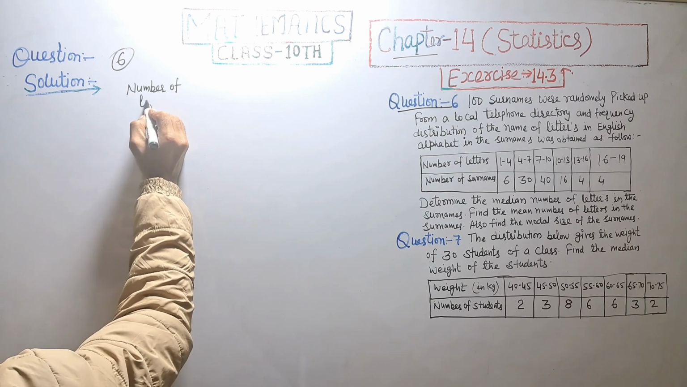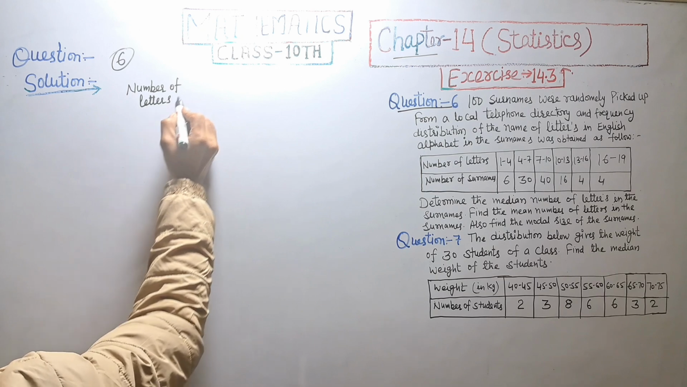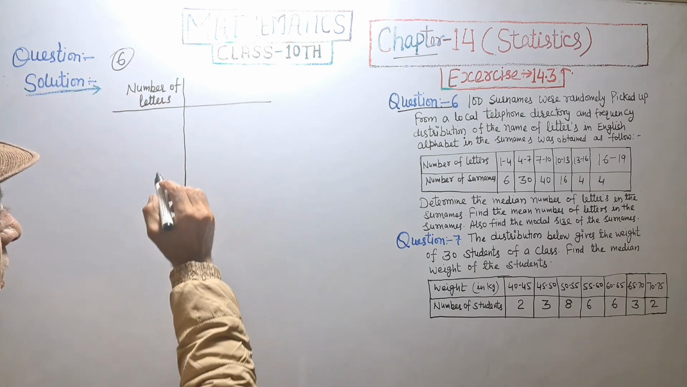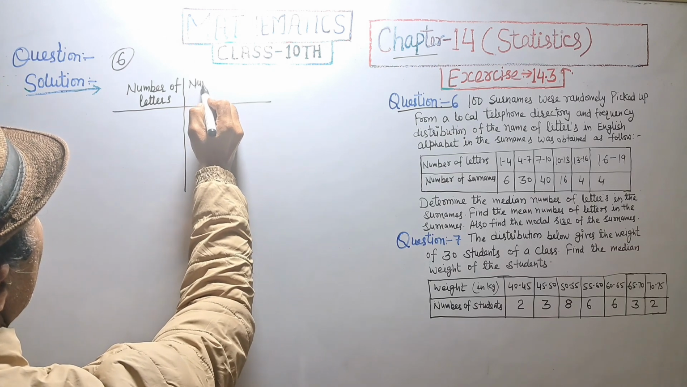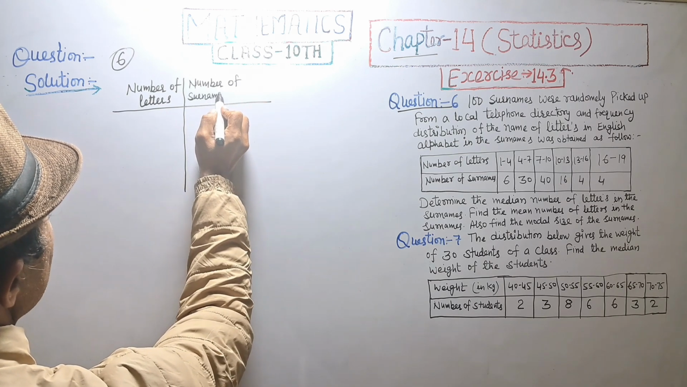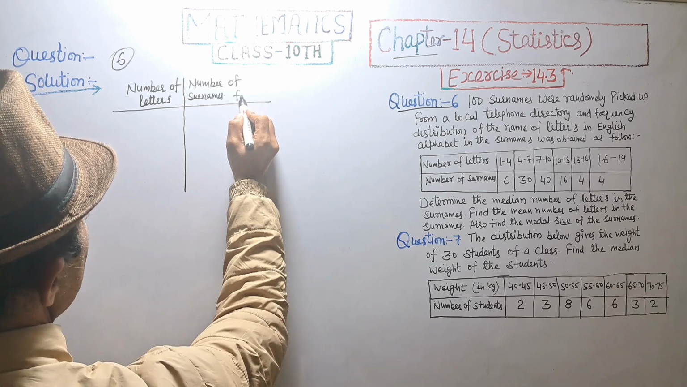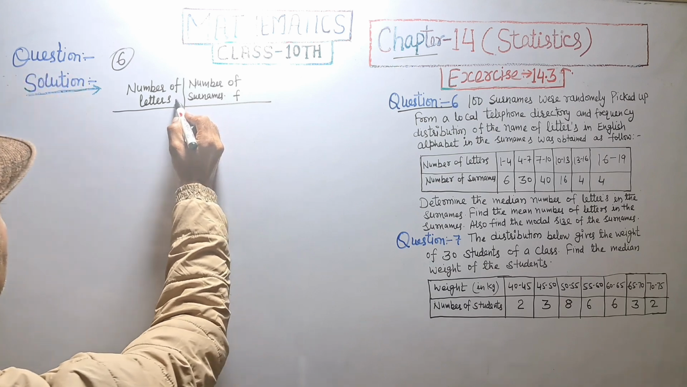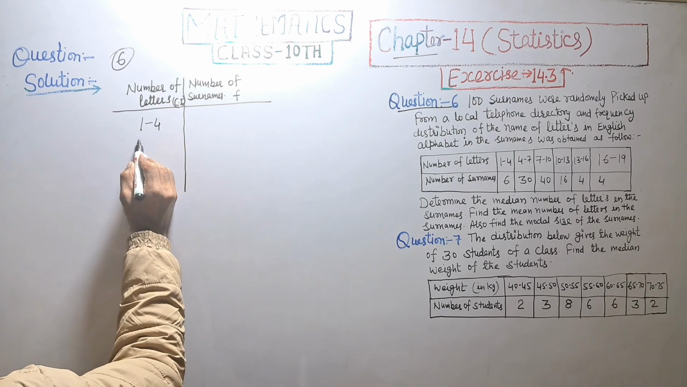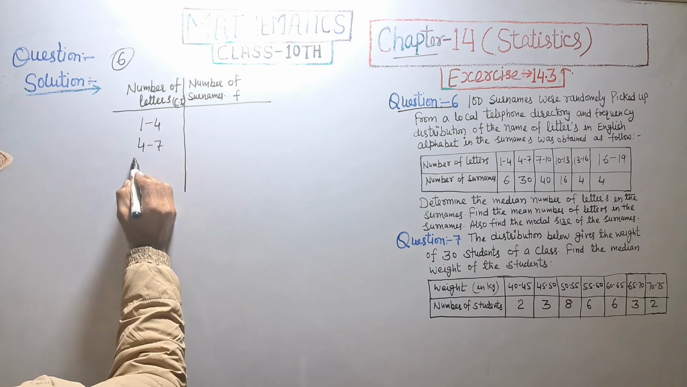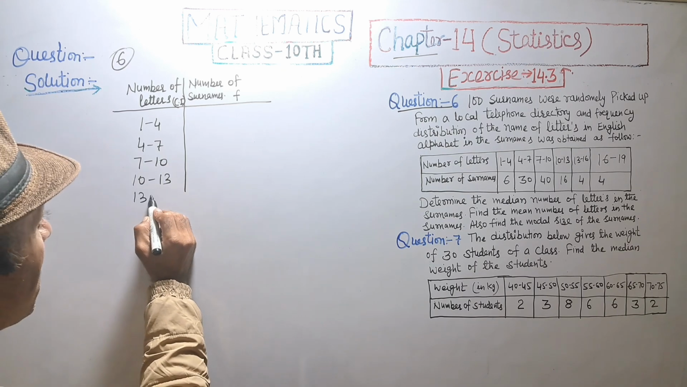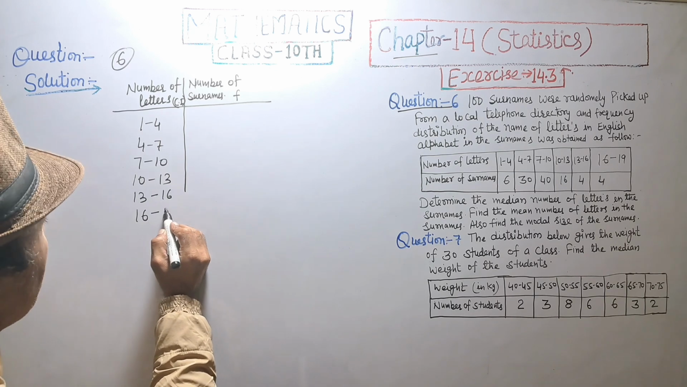Number of letters, and number of surnames, that is frequency F, and this is class interval CI: 1 to 4, 4 to 7, 7 to 10, 10 to 13, 13 to 16, and 16 to 19.